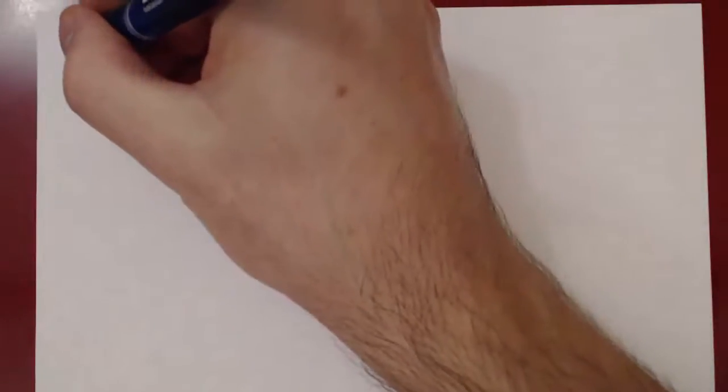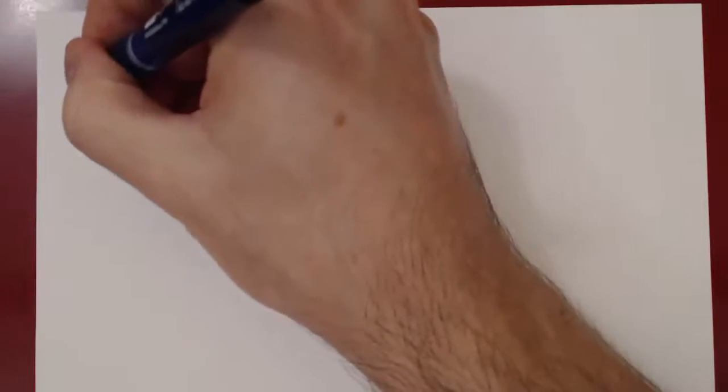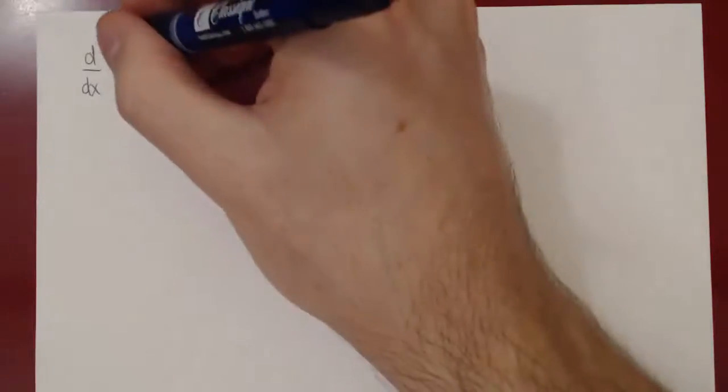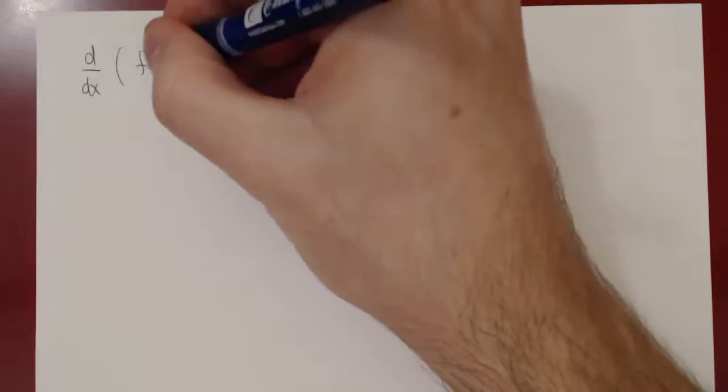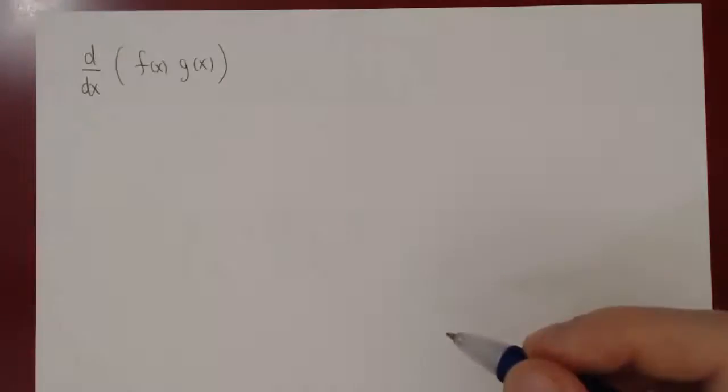Okay, so in this video, we will be looking at how the derivative behaves over a product of two functions and a quotient of two functions. Let's start with the product. Suppose we ask, what's the derivative with respect to x of a product of two functions, therefore f of x times g of x.